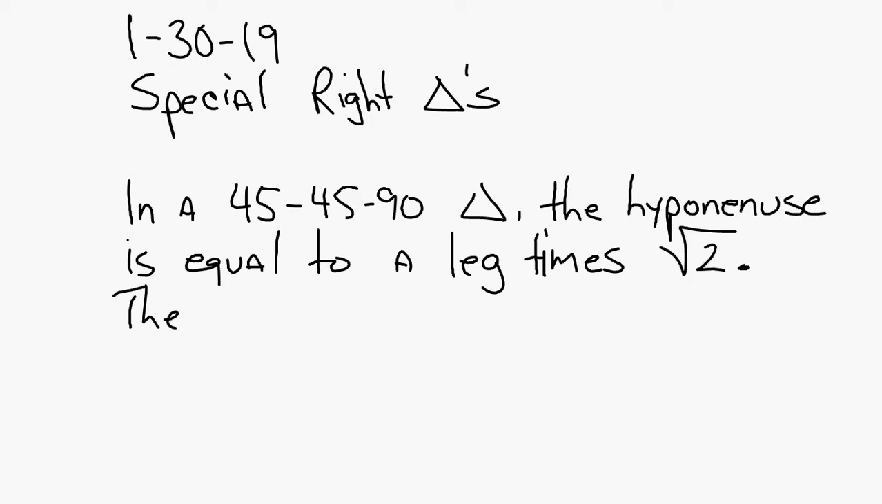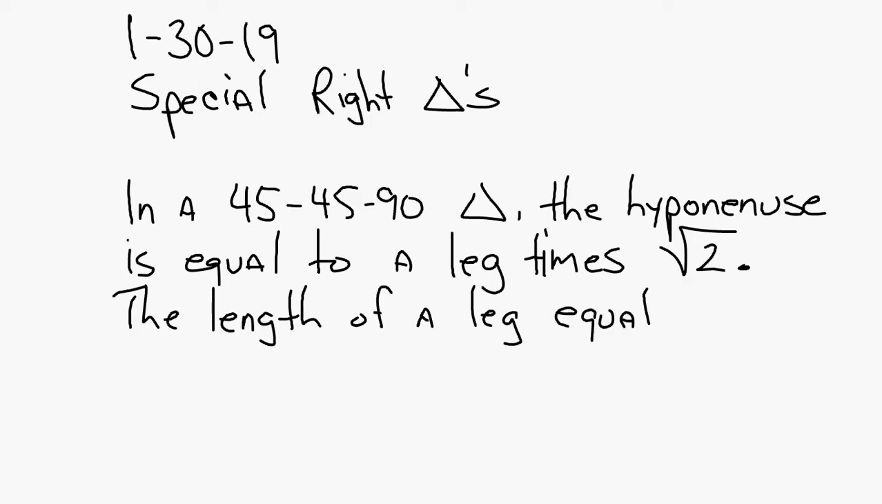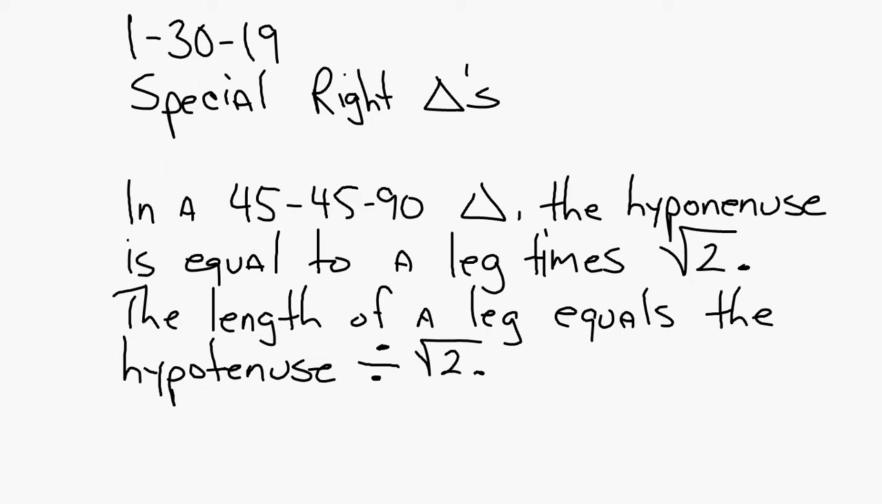The length of a leg equals the hypotenuse divided by square root of 2. Hypotenuse.